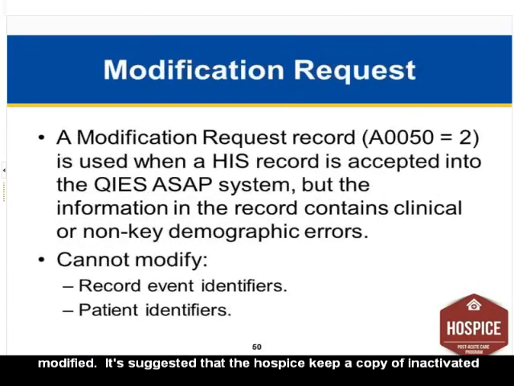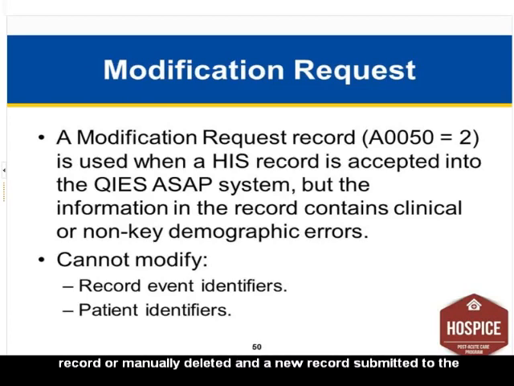A modification request record, as reflected by coding A0050 as 2, is used when a HIS record is accepted into the KEYS ASAP system, but the information in the record contains clinical or non-key demographic errors. The modification request record is used to correct HIS record items that are erroneous. However, there are items that cannot be corrected with a modification. Rather, the invalid record must be inactivated with an inactivation request record or manually deleted and a new record submitted to the KEYS ASAP system.